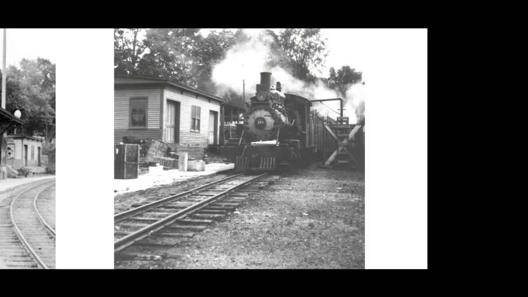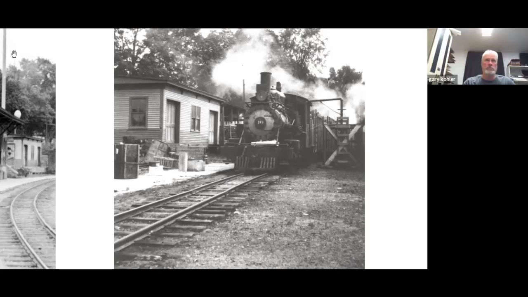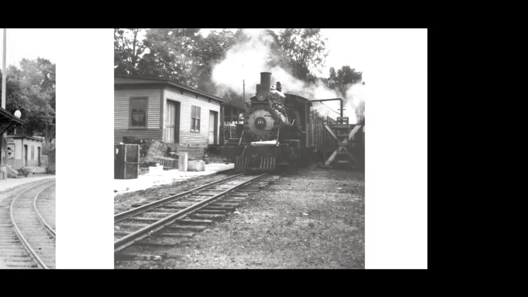Is that number 10's original cab? No, that's a steel cab. Okay. It's weird that the freight shed, being such a utilitarian building, has corbels on it, under the rafter eaves.